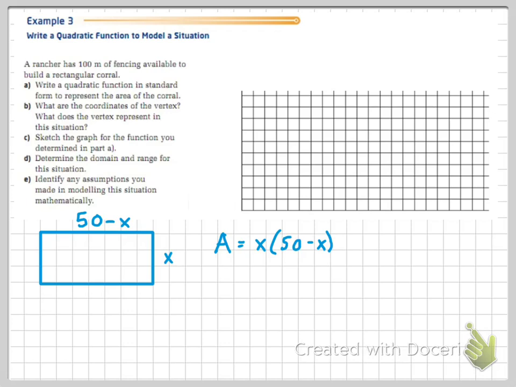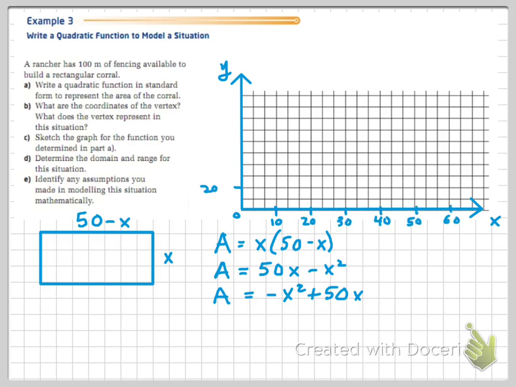Now when you multiply this out, you're going to get the area is equal to 50x minus x squared, or if I rewrote that in the other direction, A equals negative x squared plus 50x. That is A. Write a quadratic function in standard form. B. What are the coordinates of the vertex? Well, let's graph this.